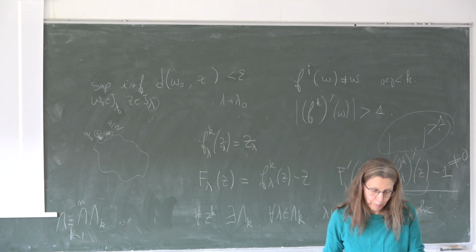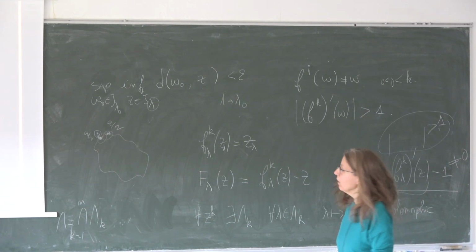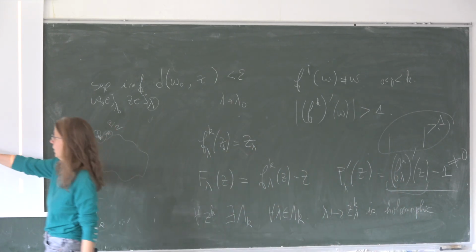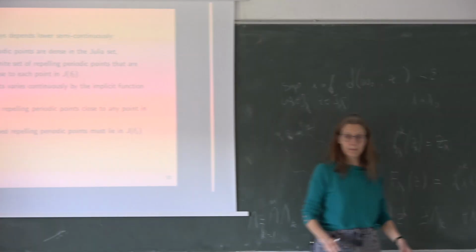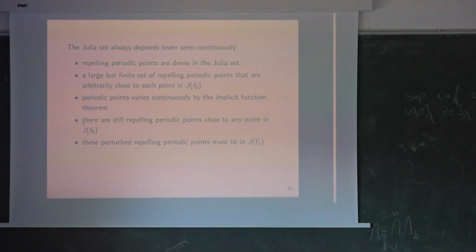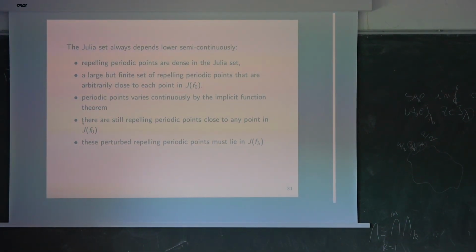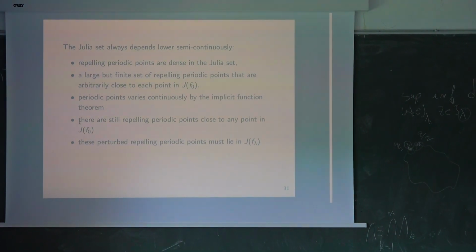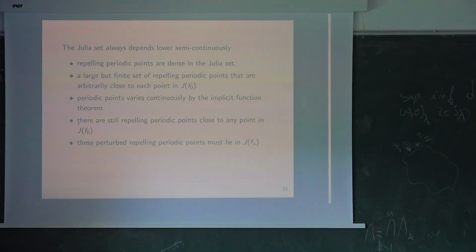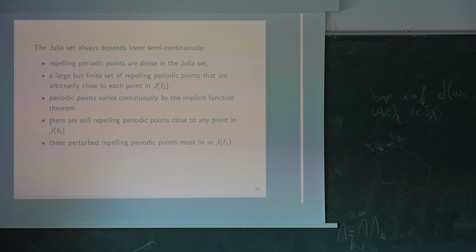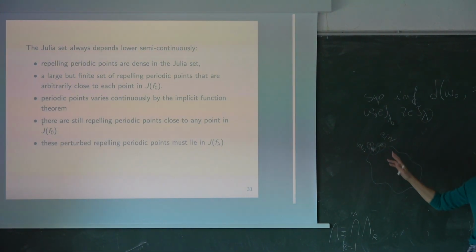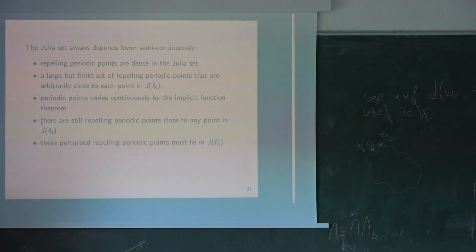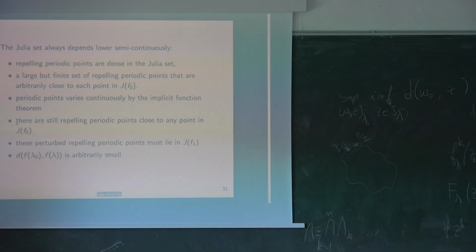And these repelling periodic points belong to the Julia set of f lambda. Okay, so you have a finite number of periodic points in the Julia set. You can perturb this finite number when lambda is very close. These periodic points belong to the Julia set J lambda, okay? And they all stay in an epsilon neighborhood of J lambda, okay?